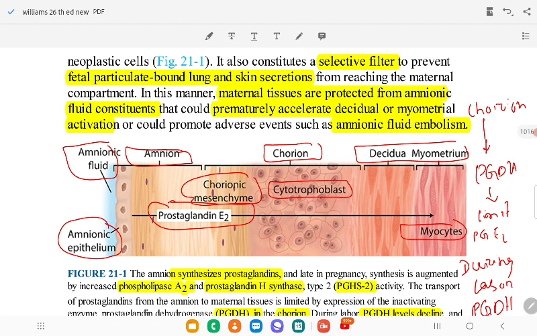The thick membrane acts as a barrier that will prevent amniotic fluid embolism. It prevents the passage of secretions and fetal particulate matter, like lung secretions, skin, and lanugo hair, from the fetal to the maternal compartment.